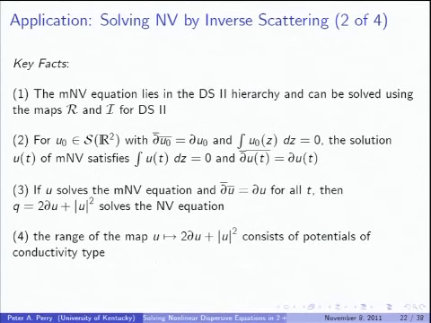So what are the key facts that allow one to say something about the Novikov-Veselov equation? The first is that its partner under the Miura-type map, the modified Novikov-Veselov equation, lies in what's called the Davy-Stewartson 2 hierarchy, which just is a fancy way of saying that it can be solved by the same scattering maps as Davy-Stewartson, but with a different phase.